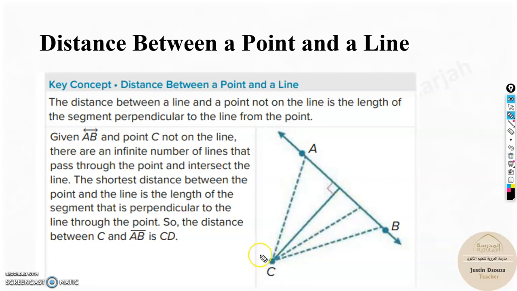But there will be only one particular line which will be the least distance, that is, less distance compared to all. That will be the perpendicular line. So whenever the line from this point is perpendicular, that will be the shortest distance line. That is what it says basically over here.